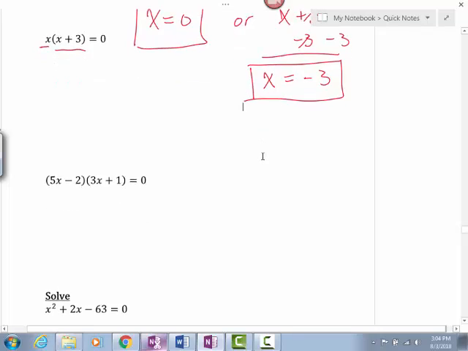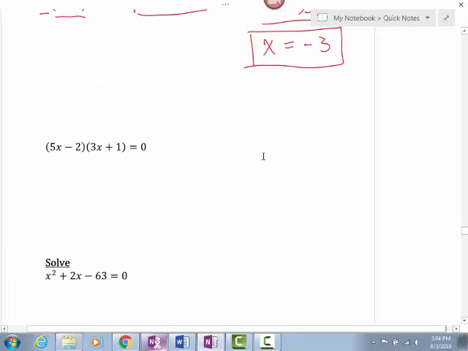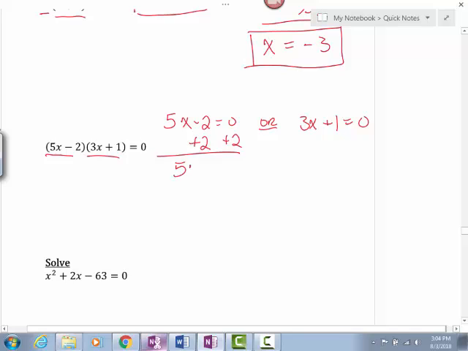All right. So for the next problem that I have here, we're going to do exactly the same thing. First part, second part. So 5x minus 2 equals 0, or 3x plus 1 equals 0. Okay. So just like we did before, I'm going to do the opposite. I'm going to go plus 2 and plus 2. So now I have 5x is equal to 2. Now I need to solve for x. So if I have 5x, now I need to divide by 5 on both sides. And we come up with x is equal to 2 over 5.